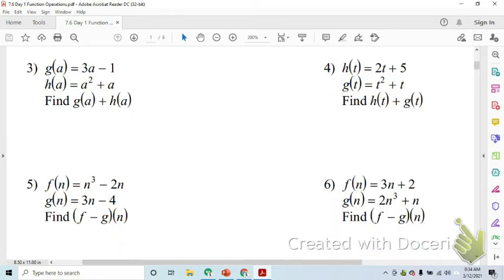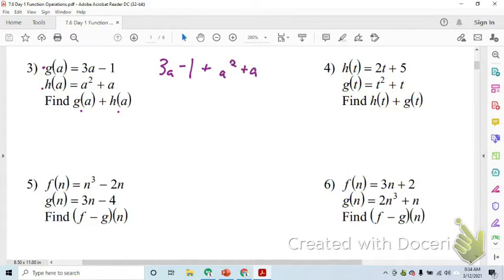Now, when we get down here, another addition problem going on right here with number 3. g of a plus h of a. That just means take these two things and add them together. So it'd be 3a minus 1 plus a squared plus a.